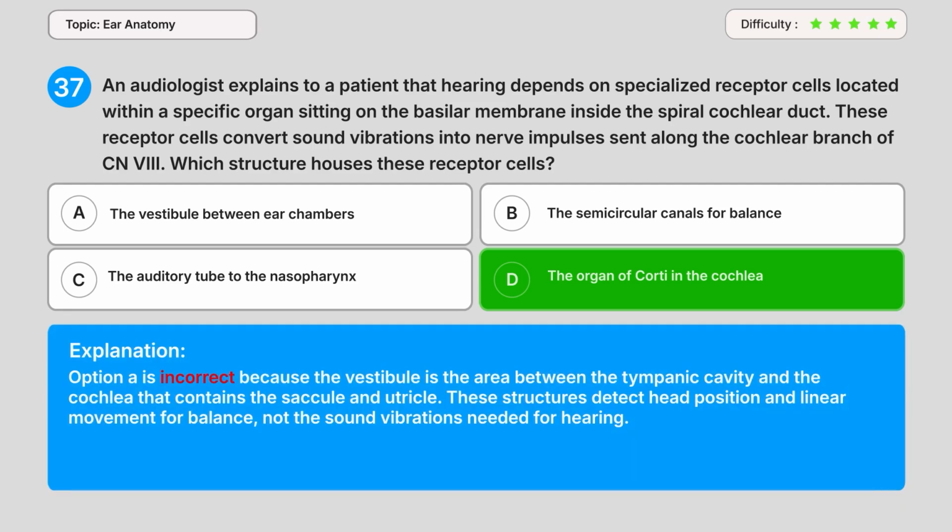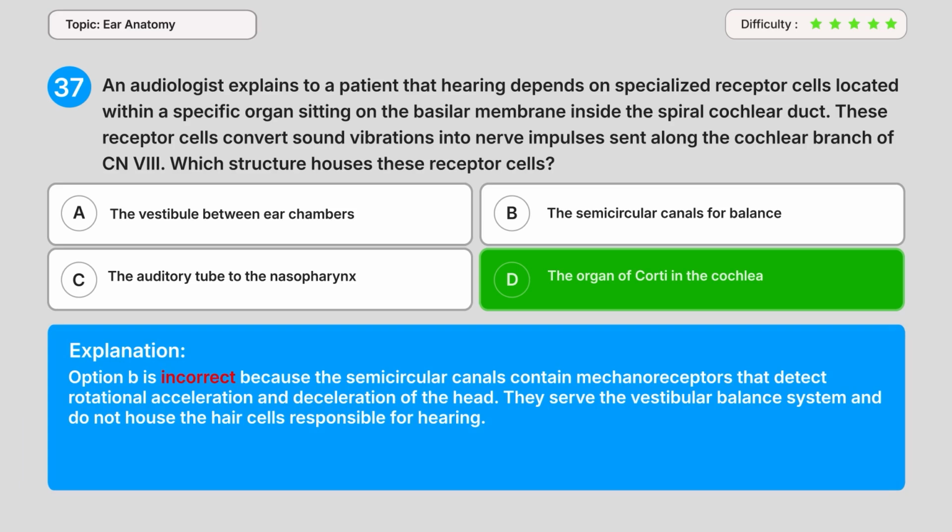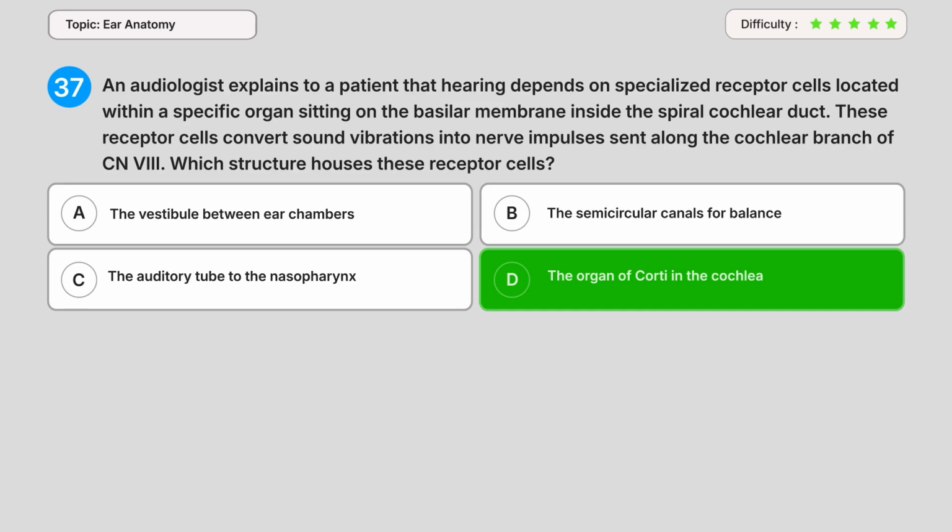Option A is incorrect because the vestibule is the area between the tympanic cavity and the cochlea that contains the saccule and utricle. These structures detect head position and linear movement for balance, not the sound vibrations needed for hearing. Option B is incorrect because the semicircular canals contain mechanoreceptors that detect rotational acceleration and deceleration of the head. They serve the vestibular balance system and do not house the hair cells responsible for hearing.